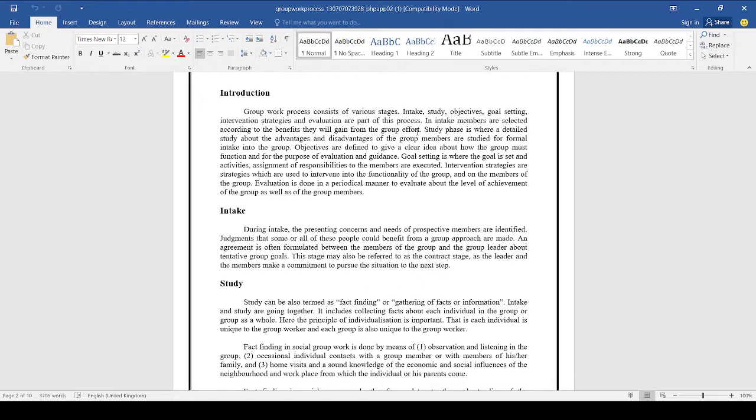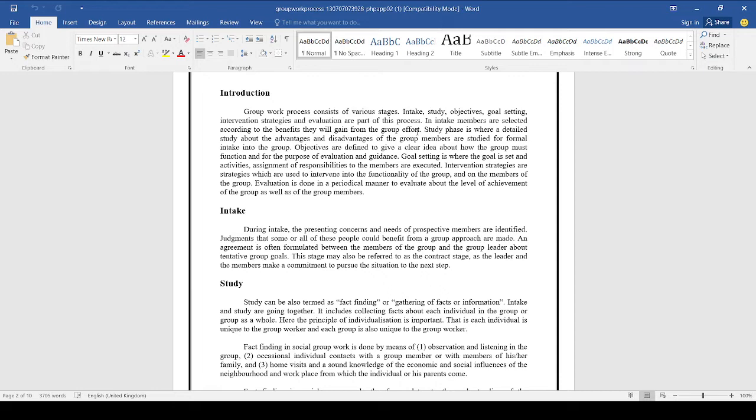Goal setting is another stage. There are many intervention strategies, especially in the modern era. We can use various psychotherapies, various types of therapies to change the individual, especially in the treatment type of group. And the last stage is evaluation, and these are some stages of social group work practice.